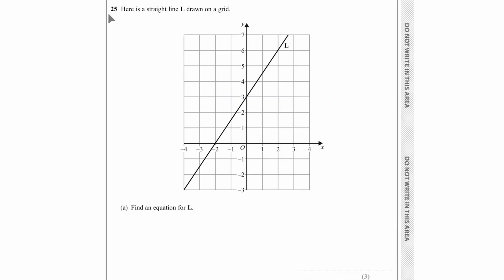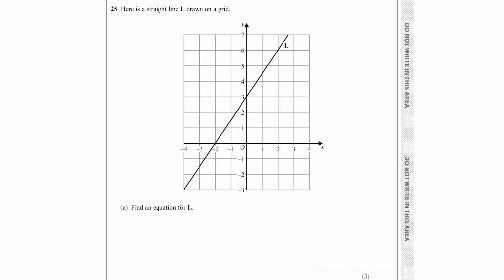Okay, question 25. Here is a straight line, L, drawn on a grid. So this looks like it's going to be an equation of a straight line question. So there's L, it goes through 3 on the y-axis, so that's going to be our y-intercept. And part A, find the equation for L. So they want the equation of that line.